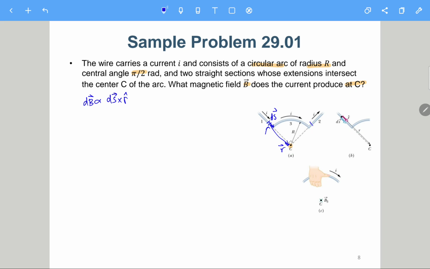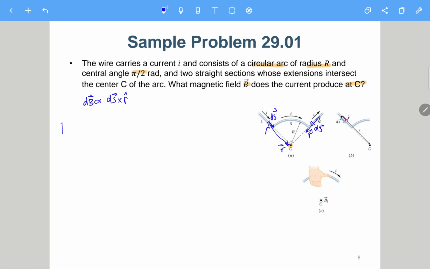Similarly for part 2, ds points to the other side and R hat points to the opposite side, which means that in this case theta is 180 degrees. So sine of 180 degrees is also 0. So segment 2 will not contribute any B field at point C either. The only segment that contributes the B field at point C is segment 3.